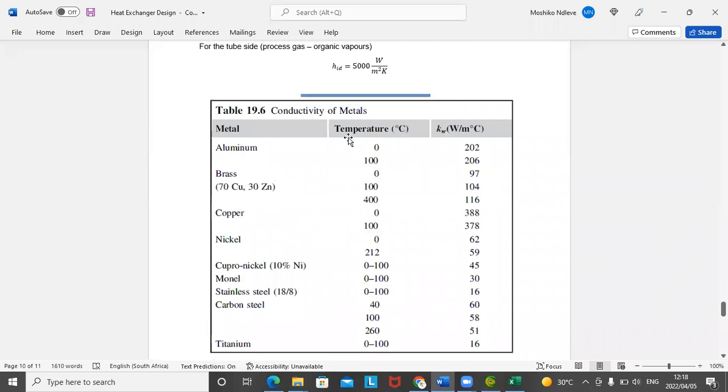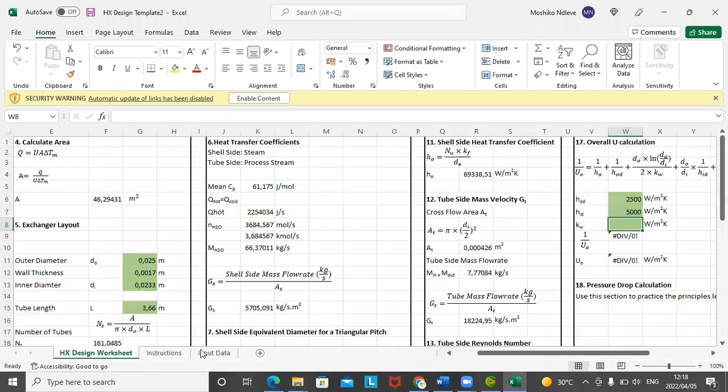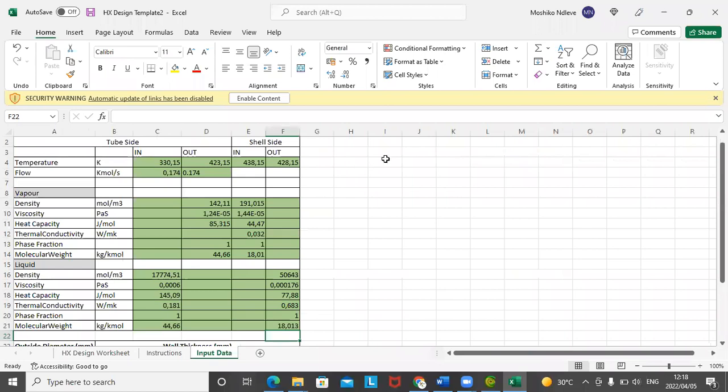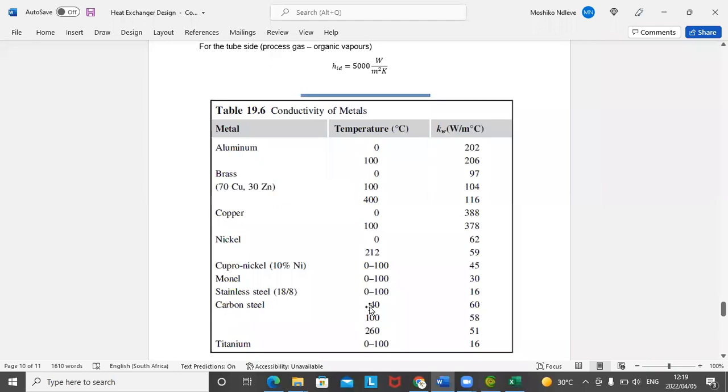So it will tell you that, for example, your brass can go up to 400 degrees, and then your carbon steel can go up to 260 degrees. In our case, we are working at the highest temperature. Let's just go back to our table. It's 423 Kelvin. So if we take that and minus 273.15, that's 150.